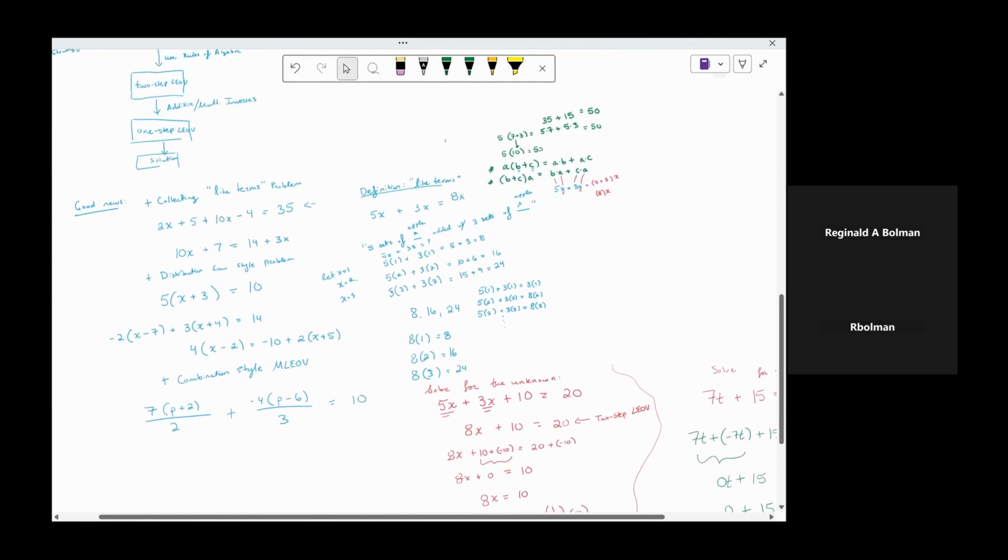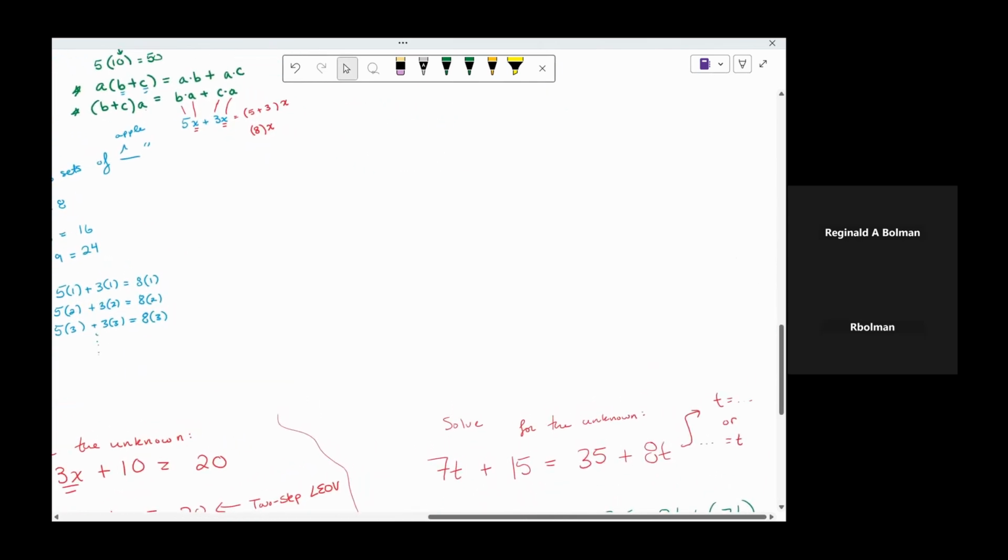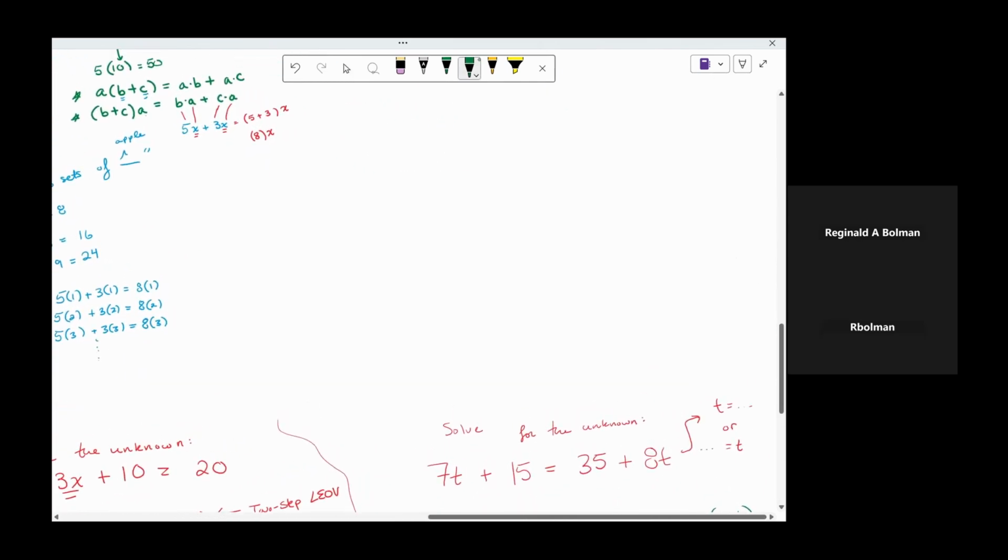Now let's look at some of the distribution law style problems. So for the distribution law style problems, you may have it set up: 5 times the quantity z plus 4 is equal to 25. And the question, of course, is solve for the unknown variable. Solve for the unknown number, solve for the unknown quantity.